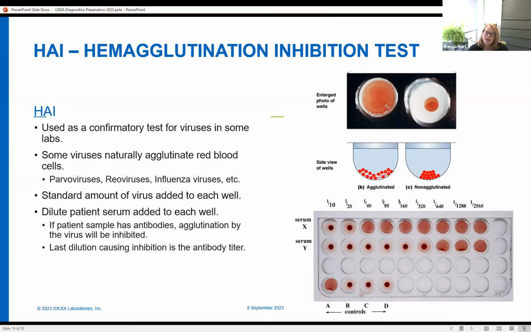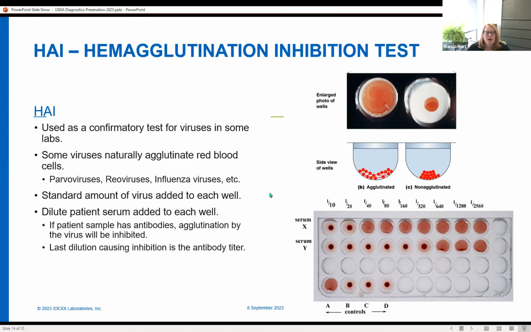And what happens is that the virus interacts with the red blood cells and makes this sort of lattice work, and it floats on the top. So this is an agglutinated sample. If I add my patient sample and my patient has antibodies to the virus, it inhibits this agglutination. So the virus can't make this lattice work with the red blood cells. So the red blood cells just sink in a pellet pattern to the bottom of the well. So what I see here is a sample where I would have antibodies to the virus and it inhibits agglutination. So I have this sort of clumping of the red blood cells.